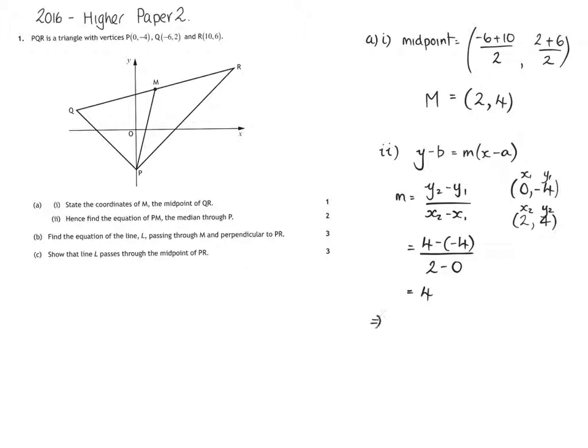So therefore, y take away 4 is equal to 4 times x take away 2. So I used our point M in that, and then we need to multiply this out and see what we get. So we get 4x take away 8. So y equals 4x take away 4.